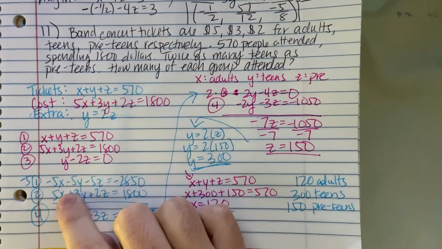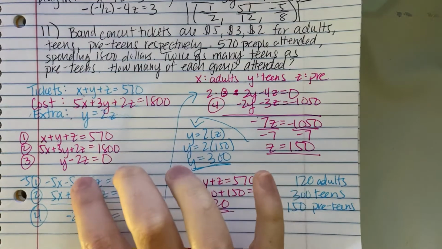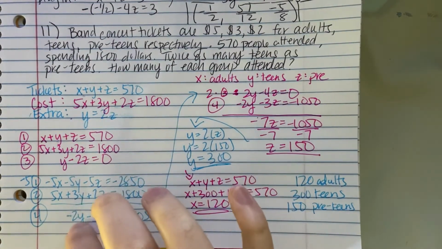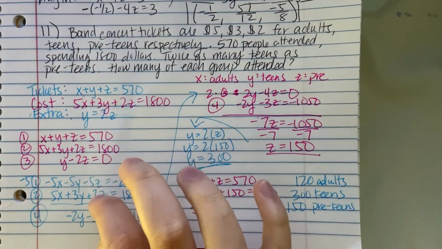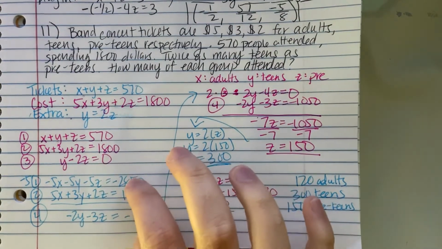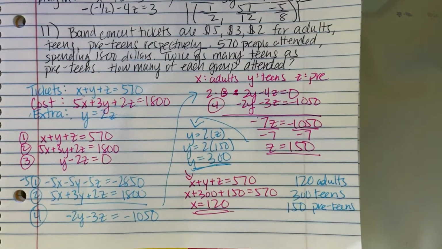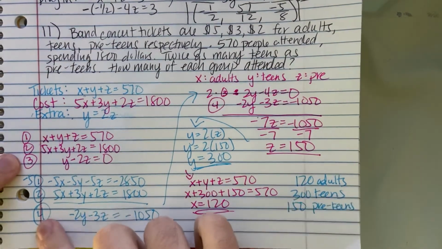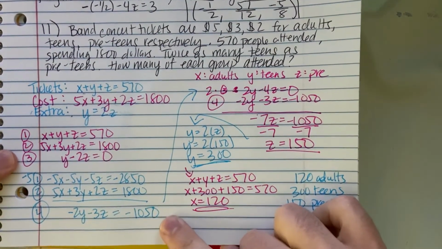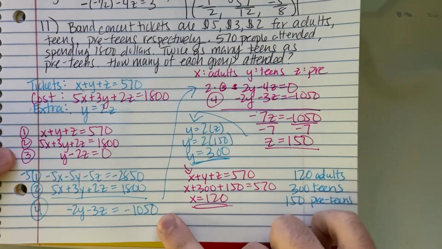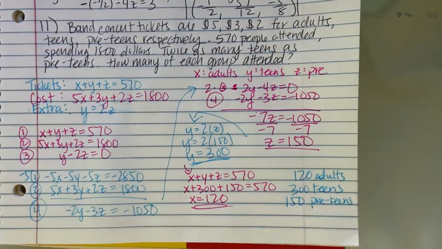So negative 5x plus 5x is 0, negative 5y plus 3y is negative 2y, negative 5z plus 2z is negative 3z, and negative 2,850 plus 1,800 is negative 1,050. So now between equation 3 and what I labeled equation 4, there are 2 equations that have just y and z, and I can use them to solve.